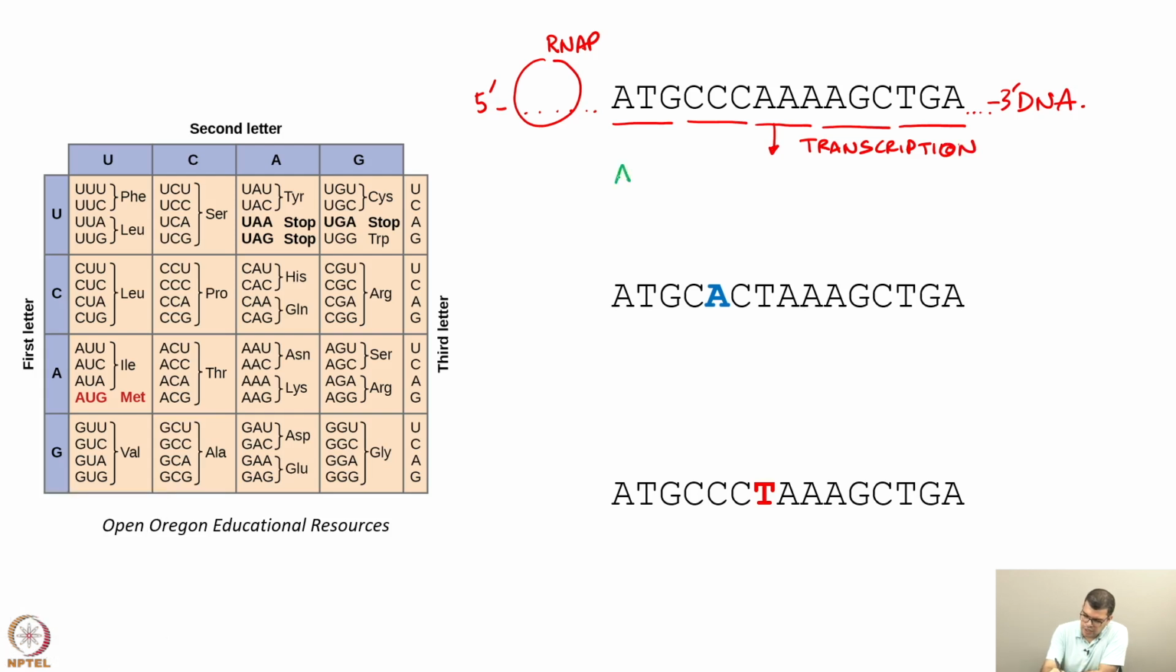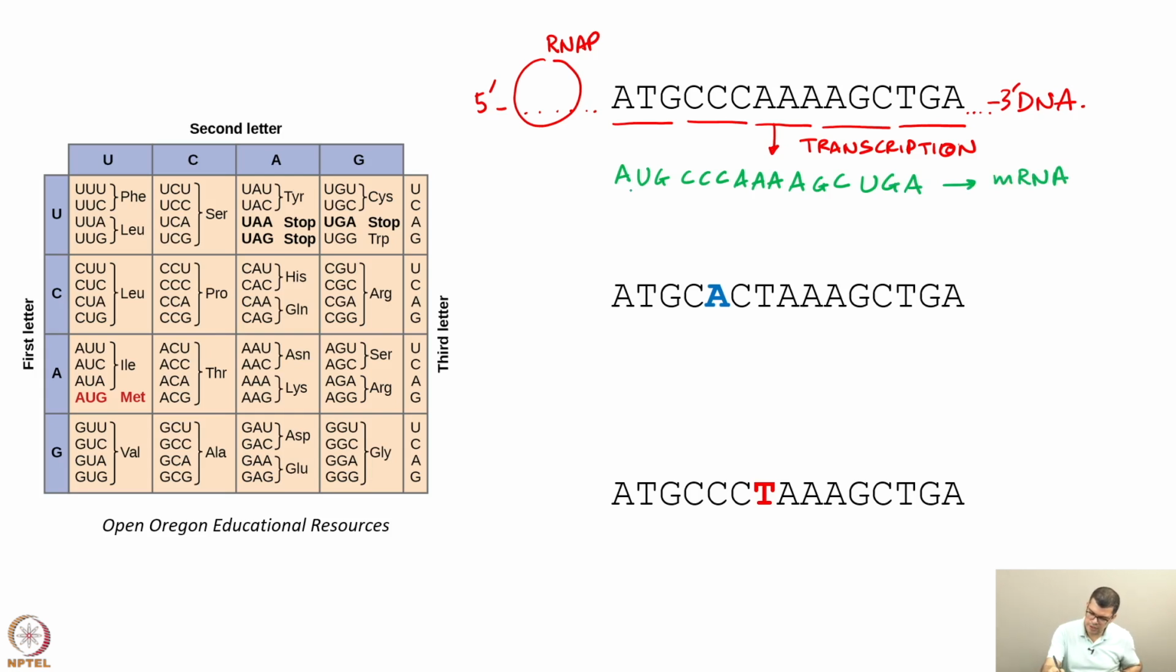So, we have AUG, CCC, AAA, AGC and UGA. So, transcription takes place and we get the mRNA molecule. And now this mRNA molecule will obviously, let's again imagine.